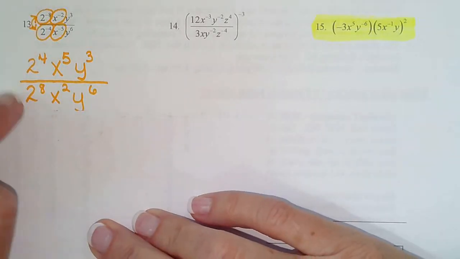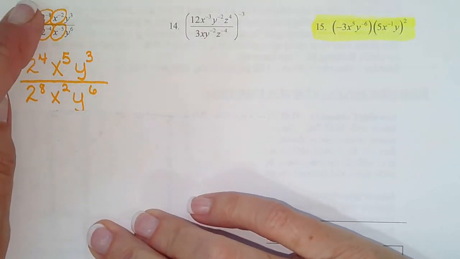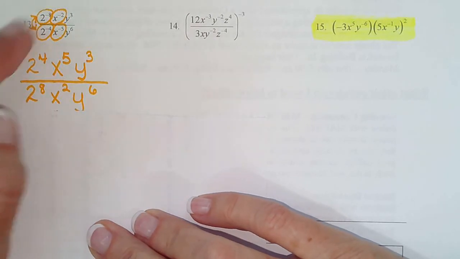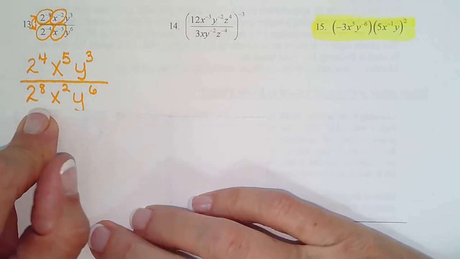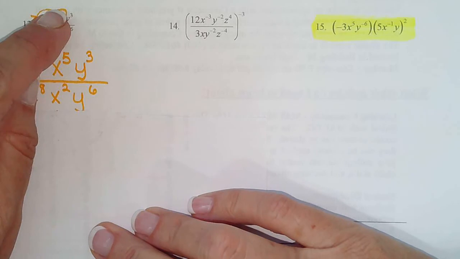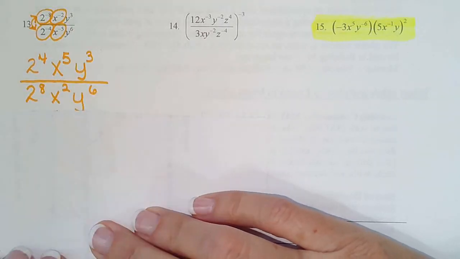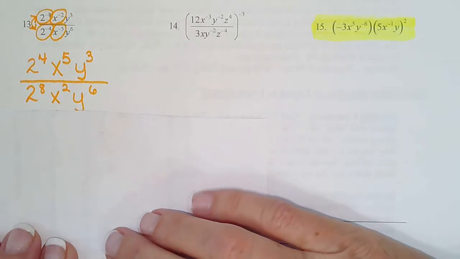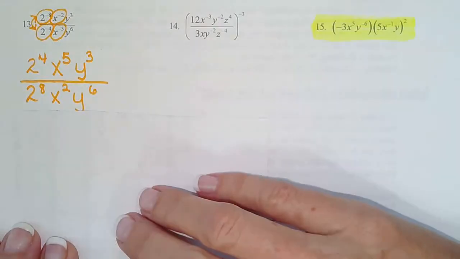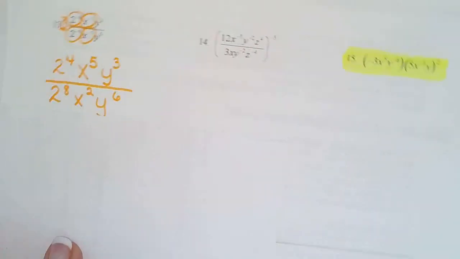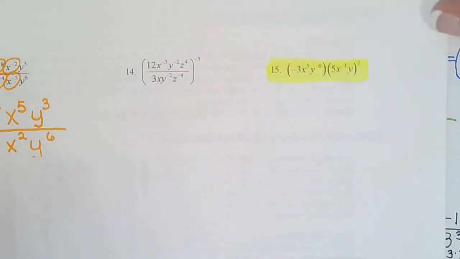So we made all of our exponents positive. We moved our 2 to the 4 up. We moved our 2 to the 8th down to make it positive. We moved our x to the negative 5 up and our x to the negative 2 down. And then finally we left the last two because they were already positive as is. And then we're going to apply the quotient rule.